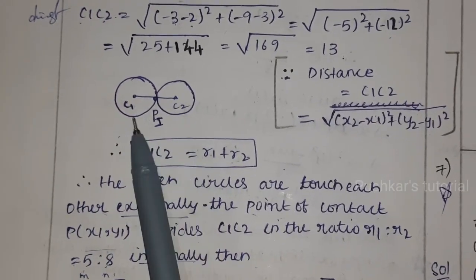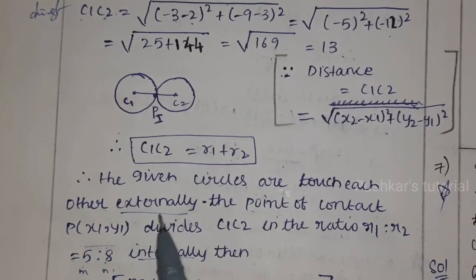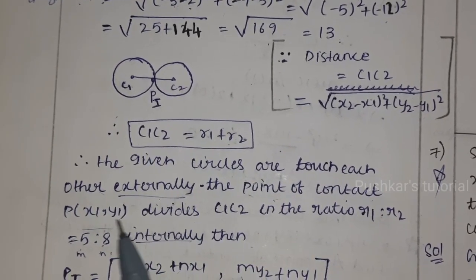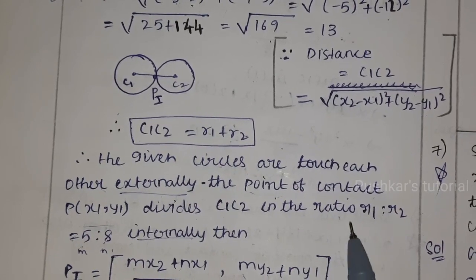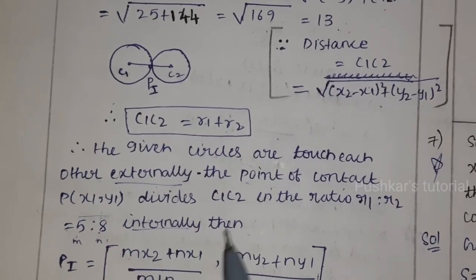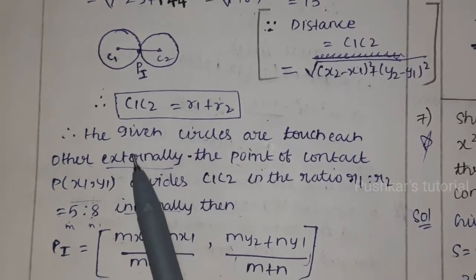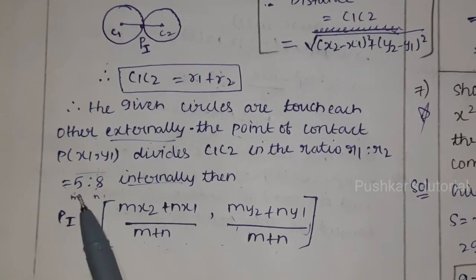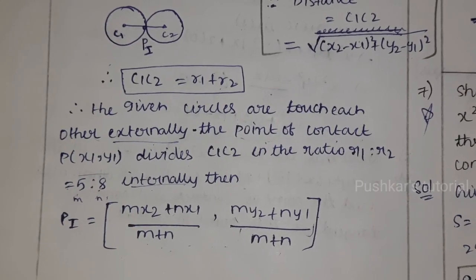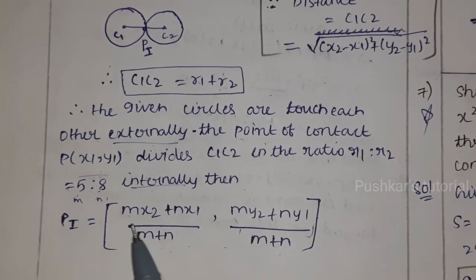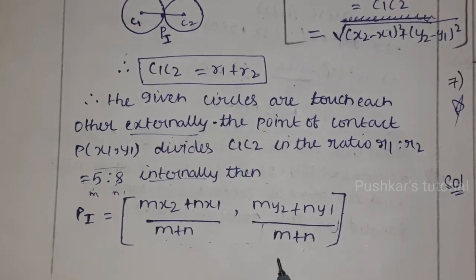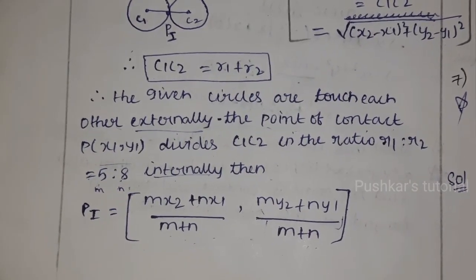Next, these two circles touch each other externally, and the point of contact divides C1 C2 in the ratio R1 is to R2, internally, quite opposite. With the ratio R1 is to R2 means 5 is to 8. So P, formula: (mx2 plus nx1) by (m plus n), (my2 plus ny1) by (m plus n). So replace the values.